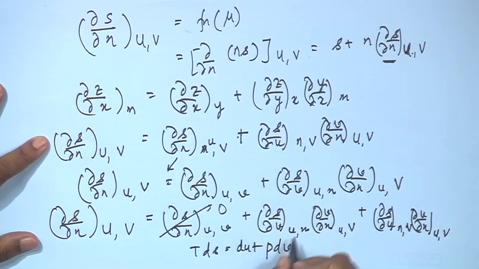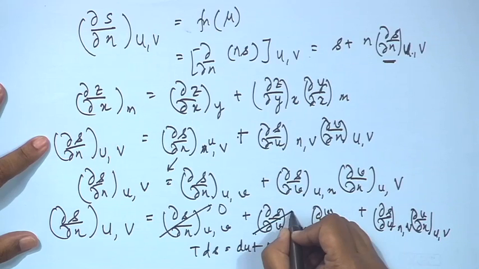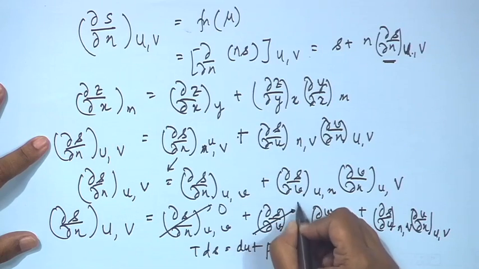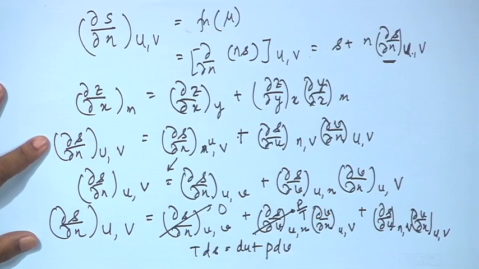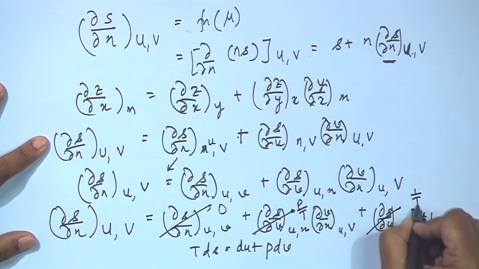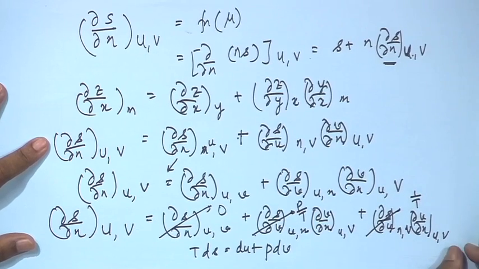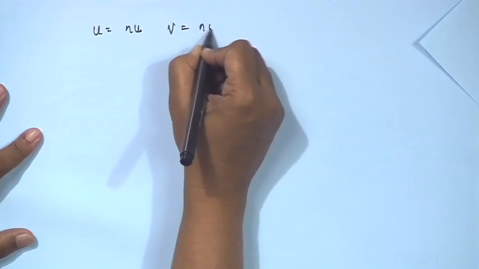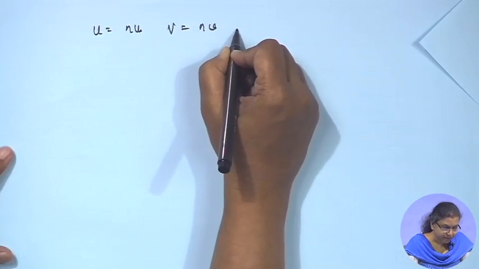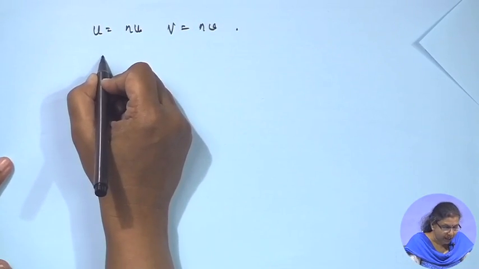So from there, what is this term equal to? Can you tell me? This term then becomes equal to P by T. What about this particular term? This term becomes equal to 1 by T. So therefore, we have to keep in mind that capital U is nothing but equal to nu, capital V is equal to nv, and so therefore from there what do we get?